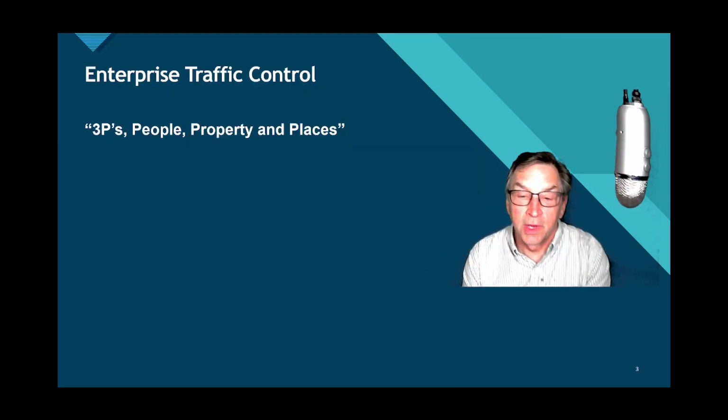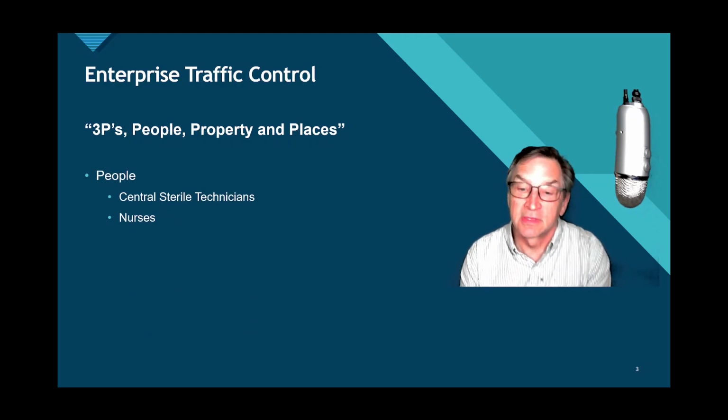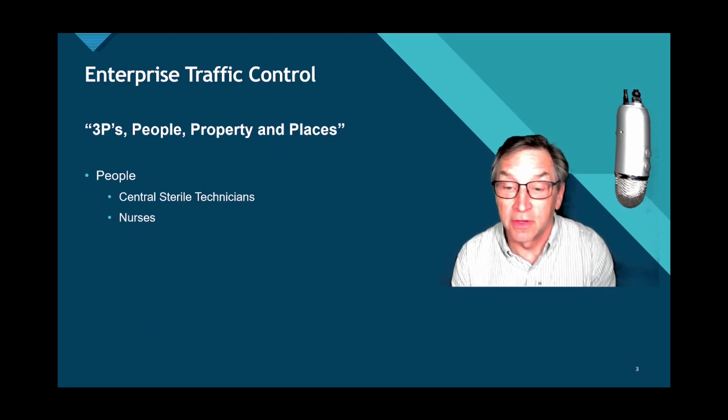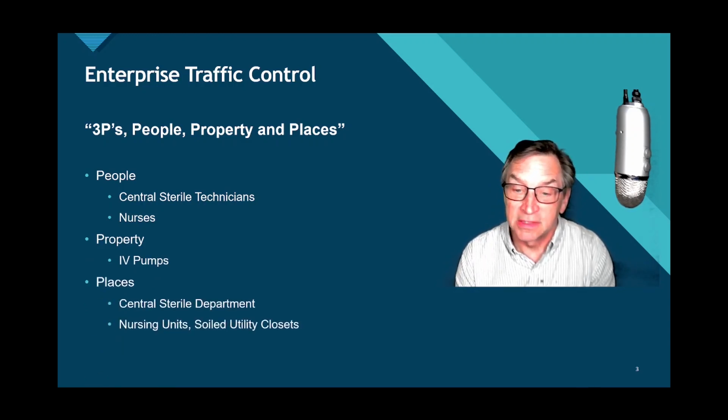Our digital twin involves three things at a high level: people, property, and places. That's the three Ps. We want to think of the three Ps when we think of the digital twin. So for people, we have the central sterile technicians and then the nurses. For property, of course, we have the IV pumps. And for places, we're going to have the central sterile department and the nursing units and the soiled utility closets specifically.